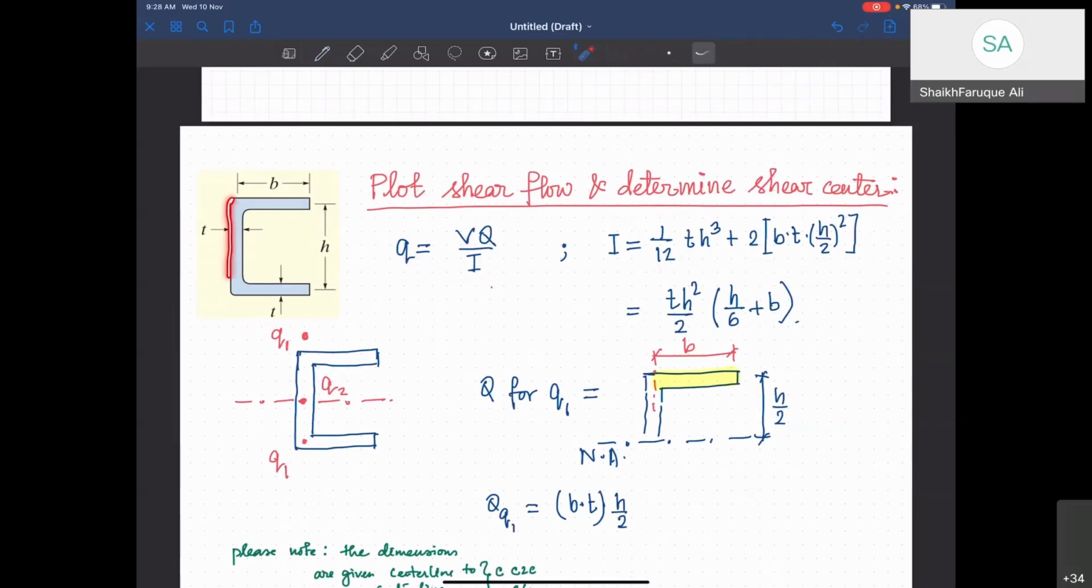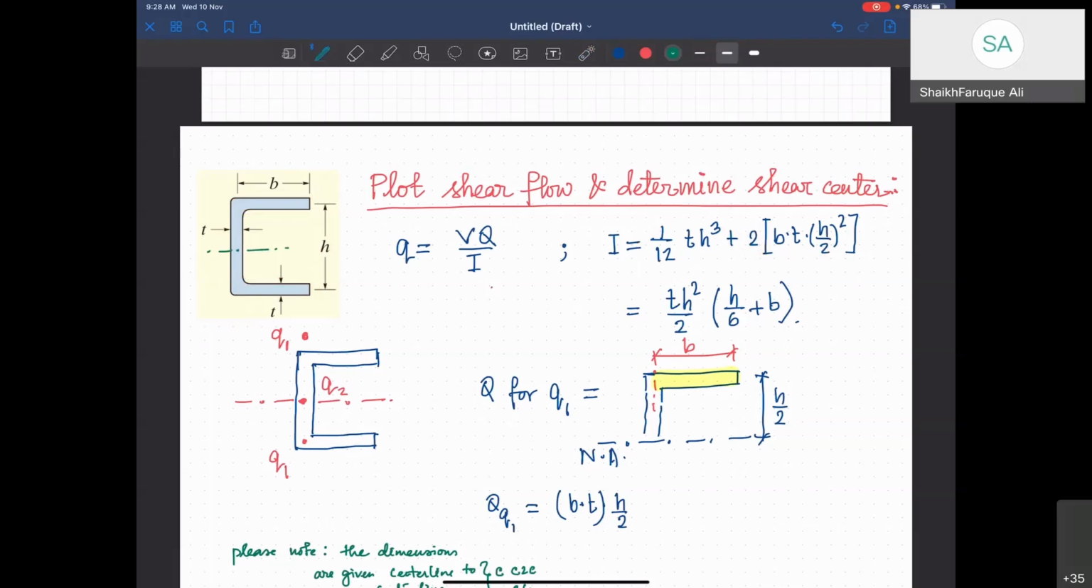So 1 by 12 t h cubed. So this is my t and this is my h. So this portion is given by 1 by 12 t h cubed. And for the other two, I've just added the areas, right? So b t is the area of this portion. b t is the area of the portion. Therefore, there is a 2. And I'm multiplying with the centroidal distance h squared, right?